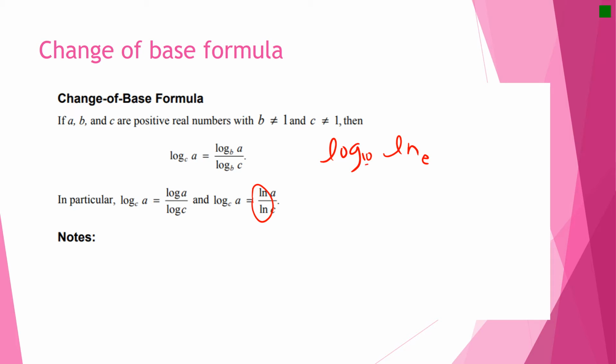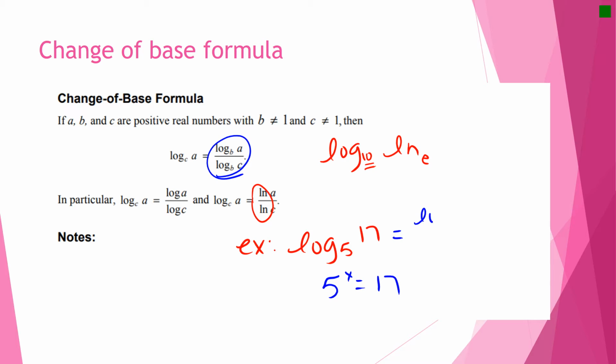So let's say I had a base other than 10. Well, my calculator only knows log base 10. We can only solve in log base 10. So if we had an example like log base 5 of 17, remember, if you write that in exponential form, it would look like 5 to the x equals 17. Well, who in the world knows what that is? Nobody does. So we're going to change this base so that we can plug it in the calculator. The way this is written is log 17 divided by log 5.